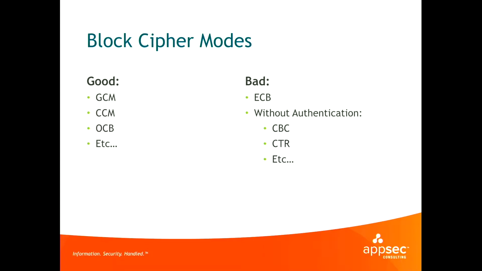ECB encrypts 16 bytes at a time, and nothing is carried forward. Nothing is done to prevent that structure from coming through. ECB should never be used. Period. End of story. If you have a system that is using ECB, as quickly as you possibly can, get away from it.